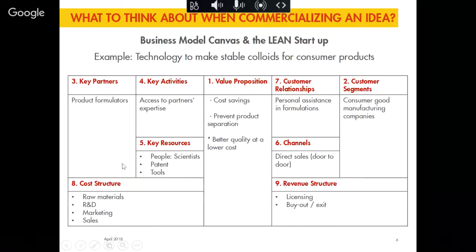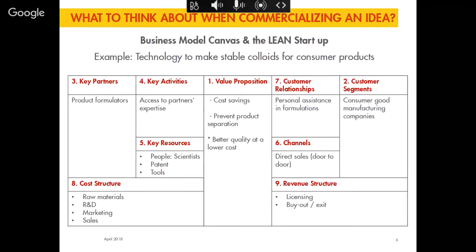I'll also make sure that I have thought about the cost structure and the revenue structure. The cost structure is basically all the costs involved in developing my business. So that's the raw materials, the R&D, the sales and marketing costs. Then there will be the revenue structure: how exactly will I earn my revenue? It could be through some sort of licensing model, or some sort of buyout or an exit strategy. And as long as my revenue is greater than my cost, I'll make a profit. That's the basic P&L 101 structure.